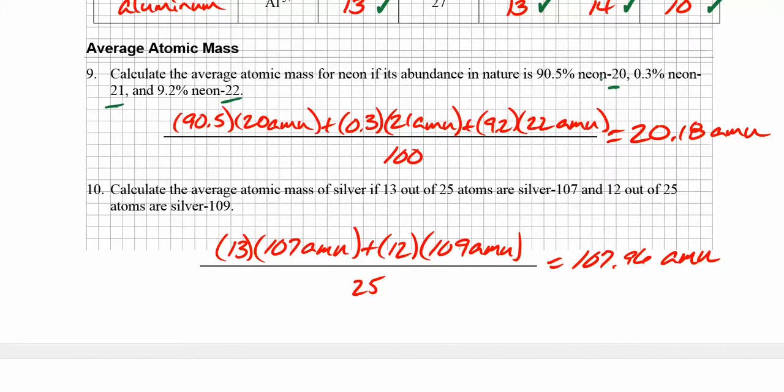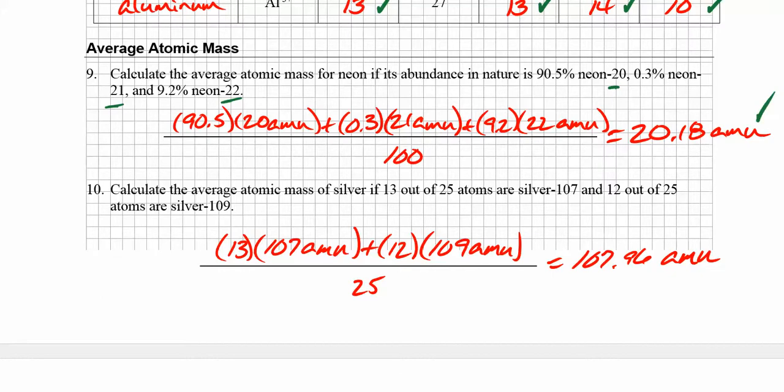Remember that the neon-20 has a mass number of 20, so it's very close to 20 AMU, 21 AMU for the second isotope, and 22 AMU for the third isotope. When I multiply these together and then divide by the 100, I get 20.18 AMU. That's the average atomic mass for neon, and I'm done with number 9.